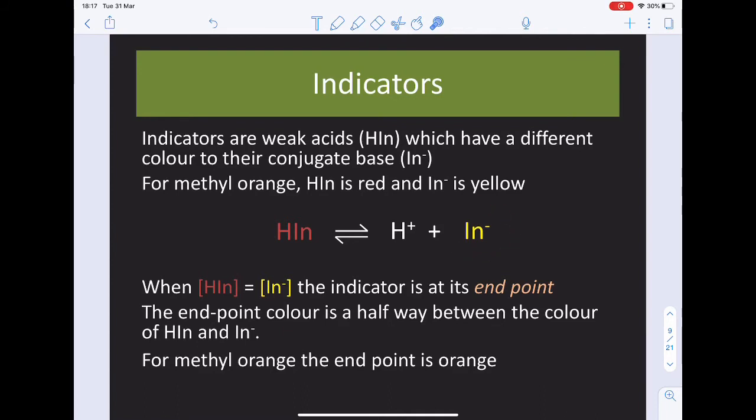So the end point for methyl orange is the point at which the indicator switches from red to yellow via the mid colour, which is the mixture of the two, which is orange. That gives the name of the indicator, methyl orange. So at the end point, the concentration of the undissociated indicator and the concentration of the conjugate base will be equal. So we see an equal amount of red and yellow, and we get the appearance of orange.